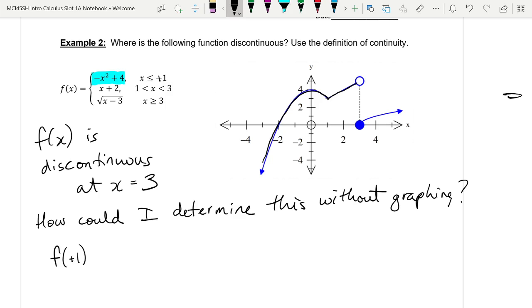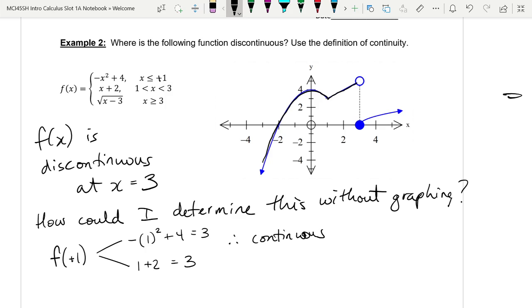Pretend I didn't have this picture. So I'm going to try to figure out what f of 1 is in these two parts of my function. So let's find f of 1 in the first one. So I'll just kind of bifurcate this into two. So that's -1 squared plus 4, which as you can see is going to be 3. And then if I plug it into the other one, I get 1 plus 2, which is also 3. Therefore, it is definitely continuous.